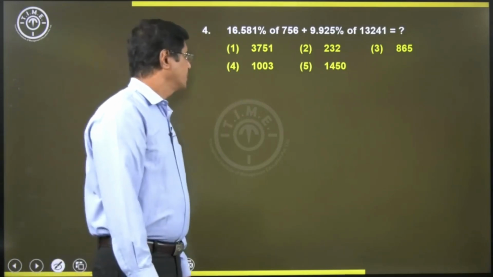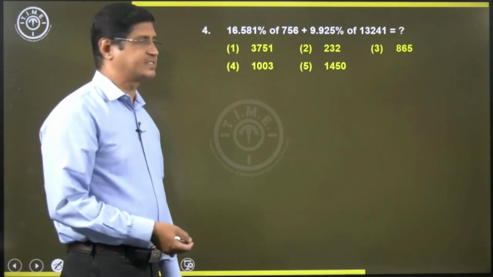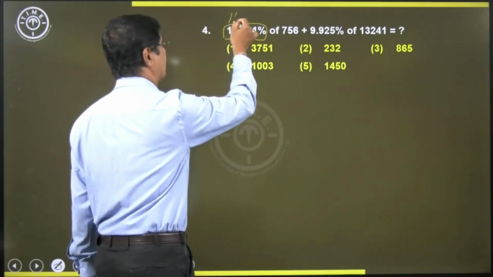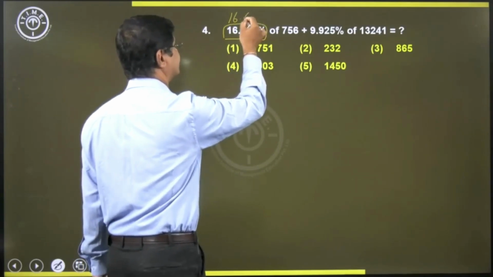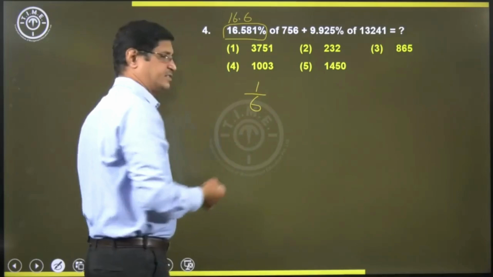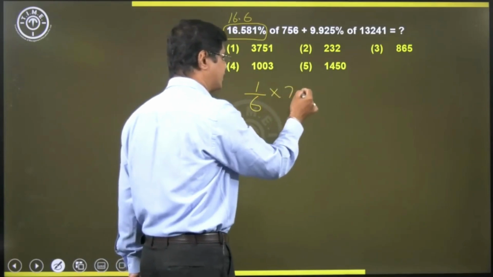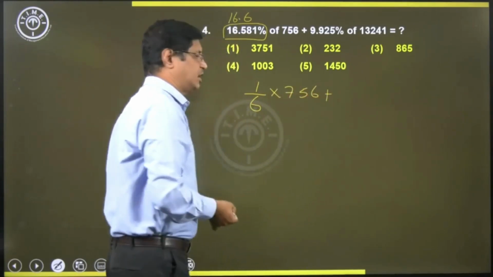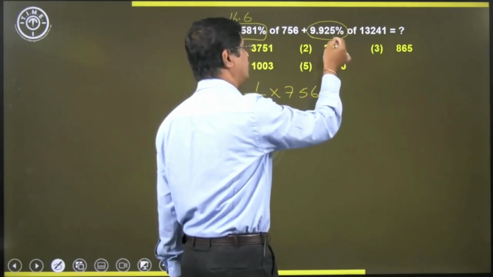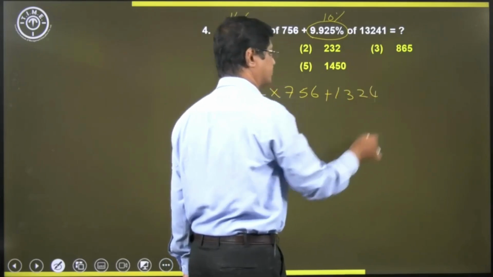Now next example. 16.581% of 756. 16.581 we can approximately take as 16.6%. 16.6% means 16 2 by 3, that is 1 by 6 value. 1 by 6 of 756 plus 10%, 9.925% means 10% of 13241. So 10% means it is 1324.